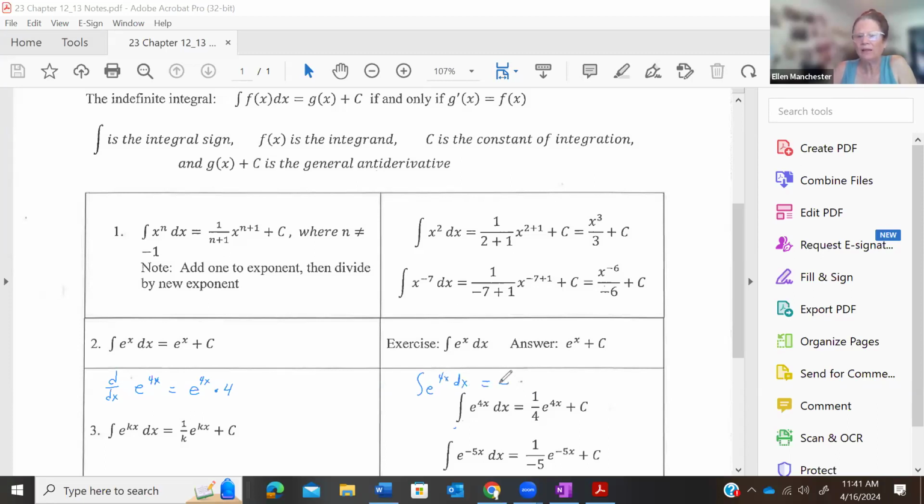I say e, I repeat it, and then divided by 4. Because whatever the derivative of this is, I divide by that number. And that's how they get the 1/4 e to the 4x plus c. Okay, so you can write it either way. But if you're going to write it this way, just remember you're dividing by the derivative of whatever the function is. Okay, same thing here on the next one.